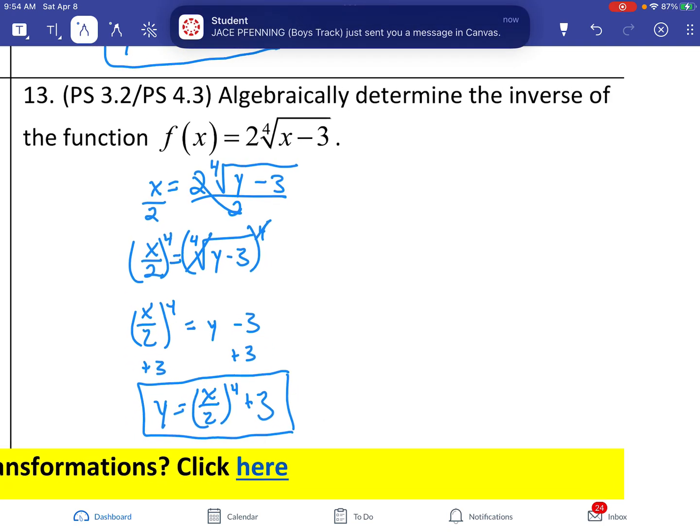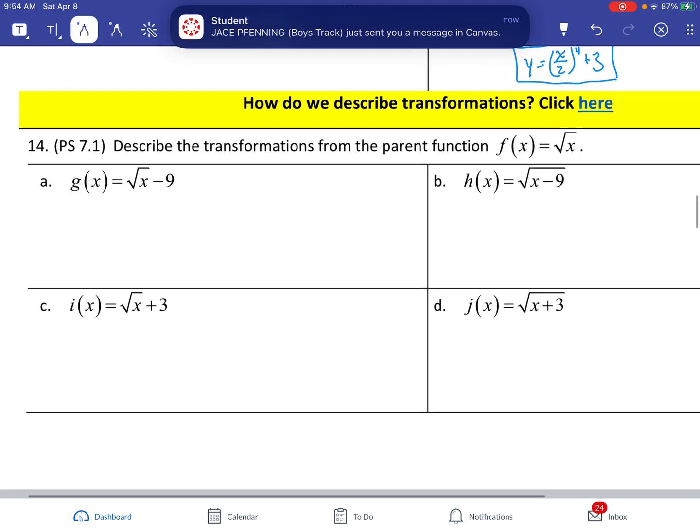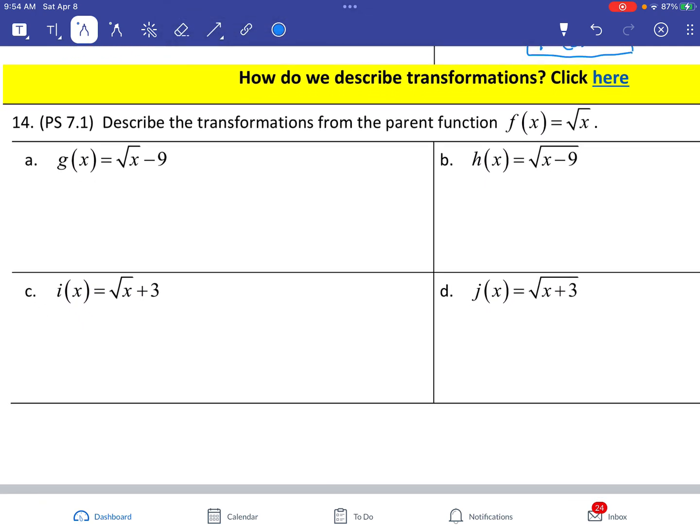All right. Transformations. Describe the transformations. There's one transformation here. This is the only one. So our transformation is a vertical shift down 9.